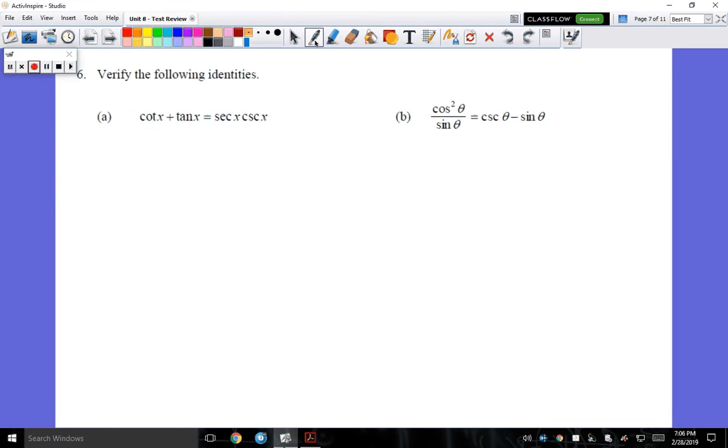Okay, so this is number 6. We are verifying trigonometric identities. We can either make the left side look like the right or the right side look like the left. A good rule of thumb is to go for the one that is one monomial piece. Like this is one piece right here, and these are two pieces because they're separated with addition or subtraction.